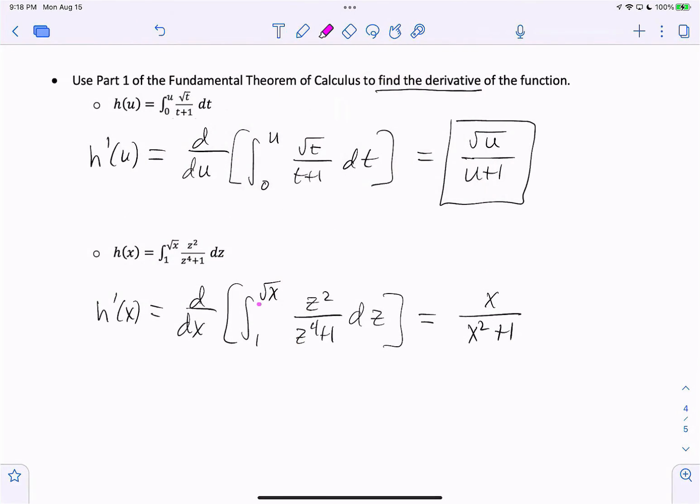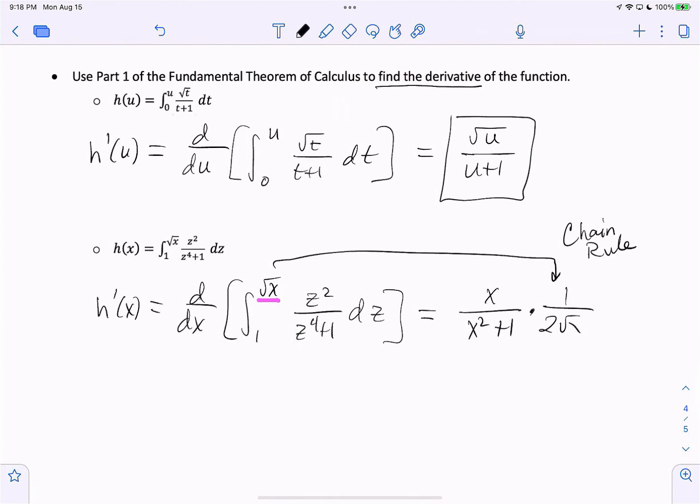The reason is that I have an upper limit that's not just plain x. Whenever that happens, believe it or not, I mean, we're differentiating, so it should make some kind of sense. We're going to bring in the chain rule. The derivative with respect to x of the square root of x is 1 over 2 times the square root of x. Simplifying, I get the square root of x in the numerator, because square root of x divides out one of those factors of square root of x in the numerator. Denominator 2 times x squared plus 1, and that's it.